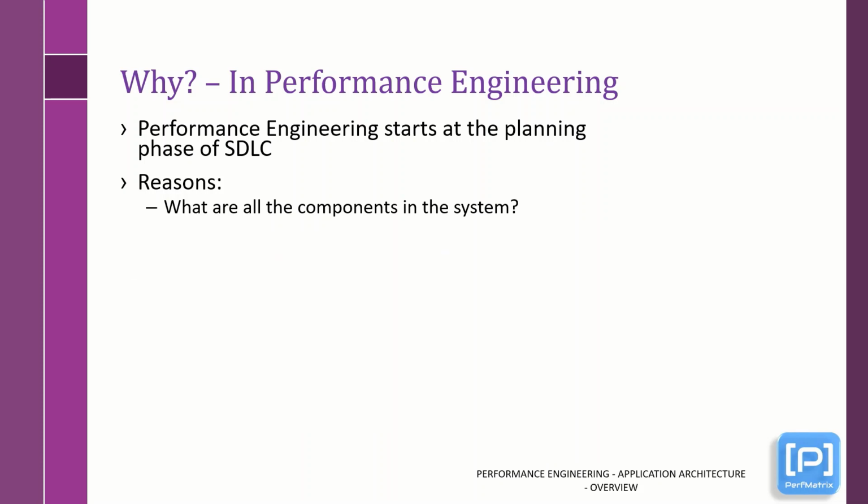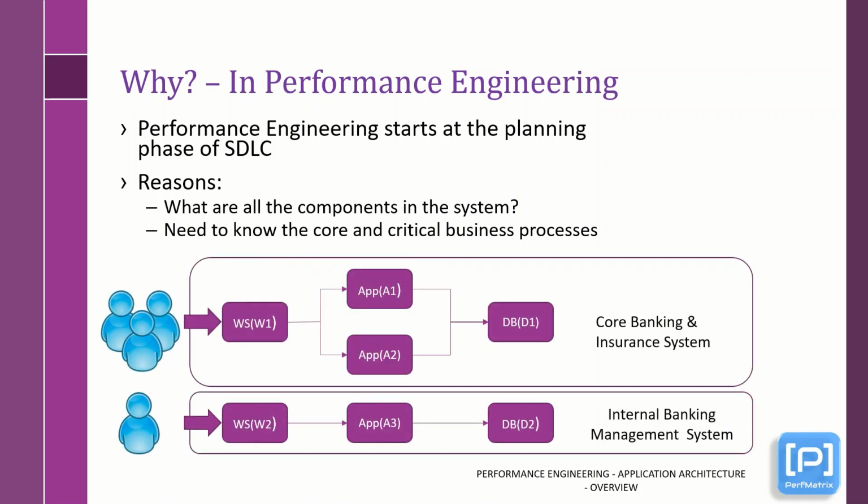The second reason is a performance engineer should know the core and critical business processes of the entire architecture. Now the question is why? So let's try to understand with an example. Consider a small banking software system which has 7 components: 2 web servers, 3 app servers and 2 DB servers. The app servers are dedicated to different banking services. Like, one is dedicated to core banking, the second one is dedicated to the insurance department, and the third one is dedicated to the internal management of the banking employees.